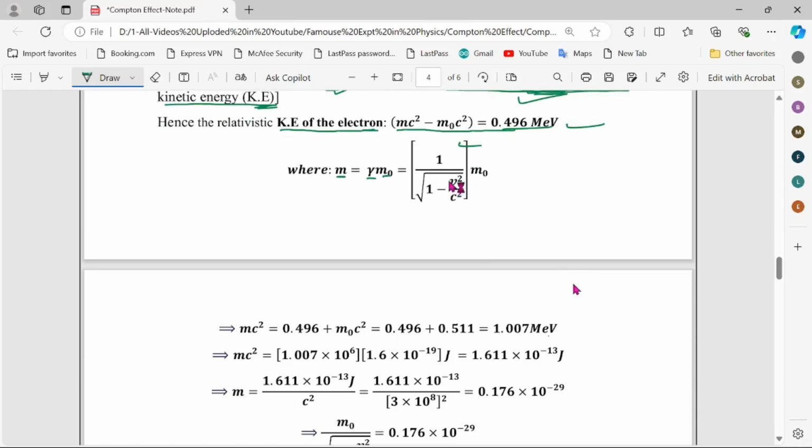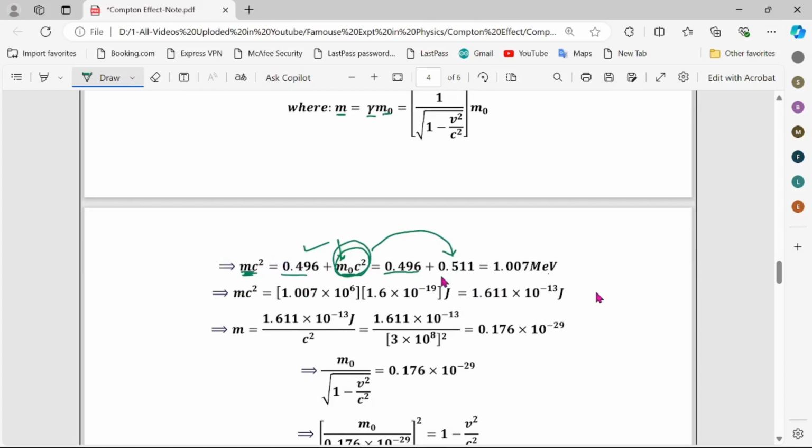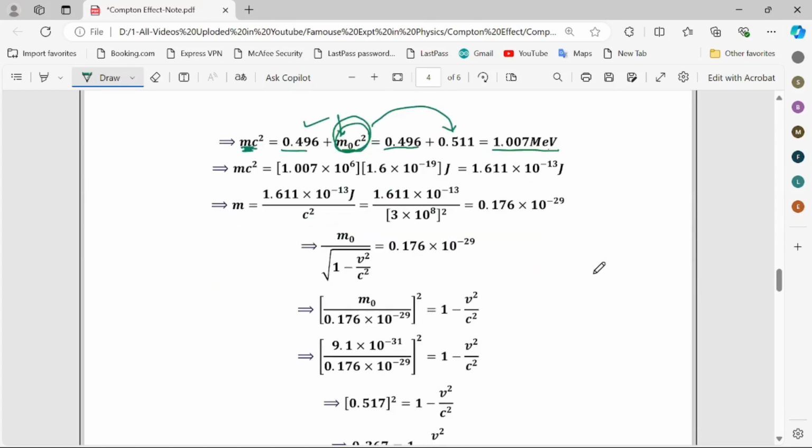Now consider this equation. mc square will be equal to 0.496 plus m naught c square. Here m naught is the rest mass of the electron, 9.1 times 10 to the minus 31 kg, and c is the speed of light. So this value is a constant. If you calculate, you find 0.0511. So mc square we found is 1.007 mega electron volt.